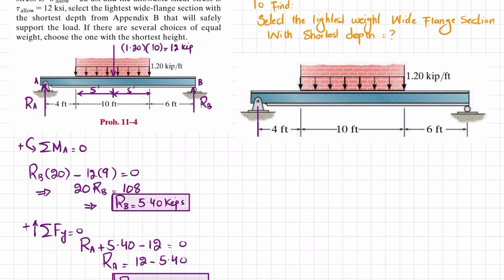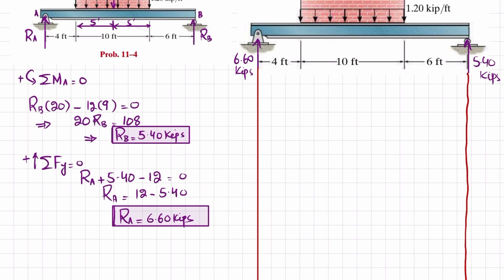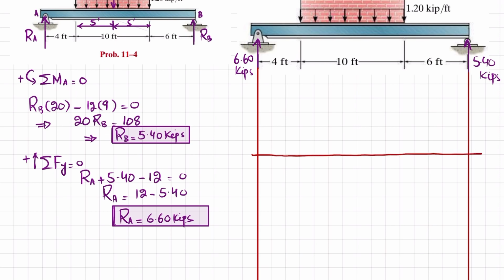Now you have both the reaction forces, so you can draw the shear force and bending moment diagram. I will also represent them over here. We have RA as 6.60 kips, and similarly RB is equal to 5.40 kips. I will draw vertical lines from the ends. The first step is to draw the shear force diagram. This will define the length, X is length, and shear force will be in kips.